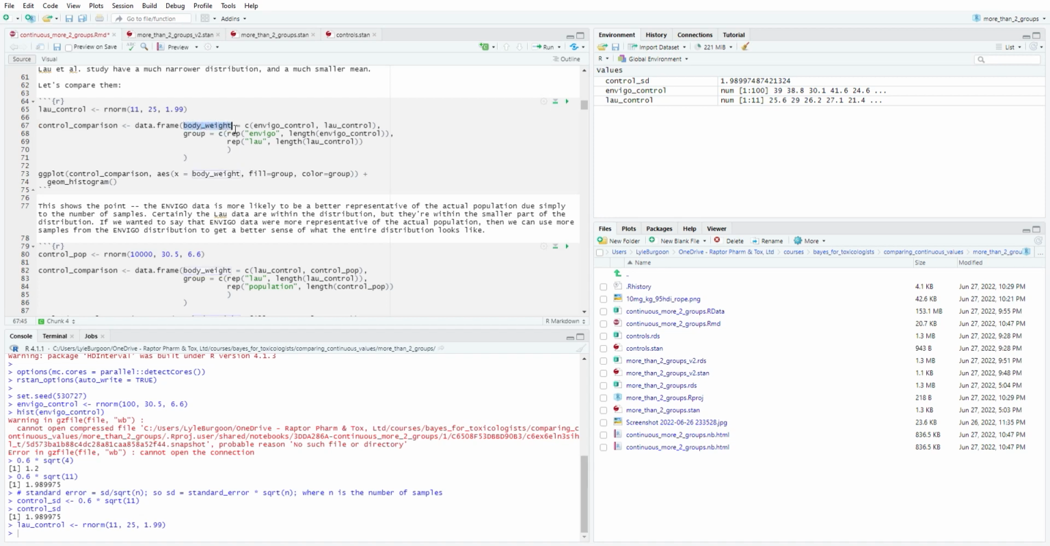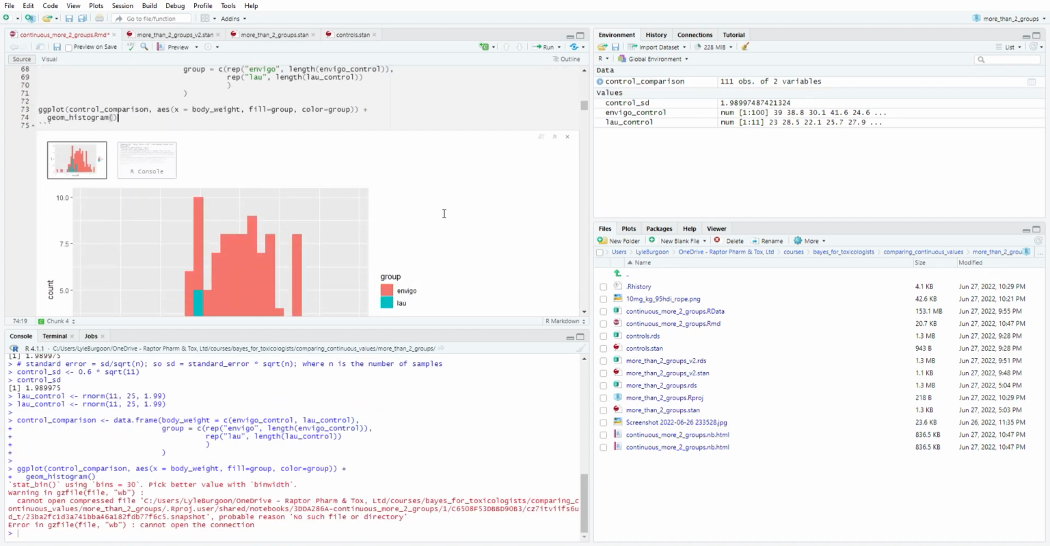Again, when we're building out this data frame, we have to create a couple of columns. The first column is our body weight. We're calling it body weight. And it's going to take the Envigo control vector and concatenate on the Lau control vector. Then there's a group column, that'll be the second column. And we're repeating the Envigo label for the number of times that we have the Envigo control, which would be 100, and then Lau for the number of times that we have Lau, which is 11. That all goes into this data frame. We're calling the data frame control comparison, and then we're going to plot the histogram here.